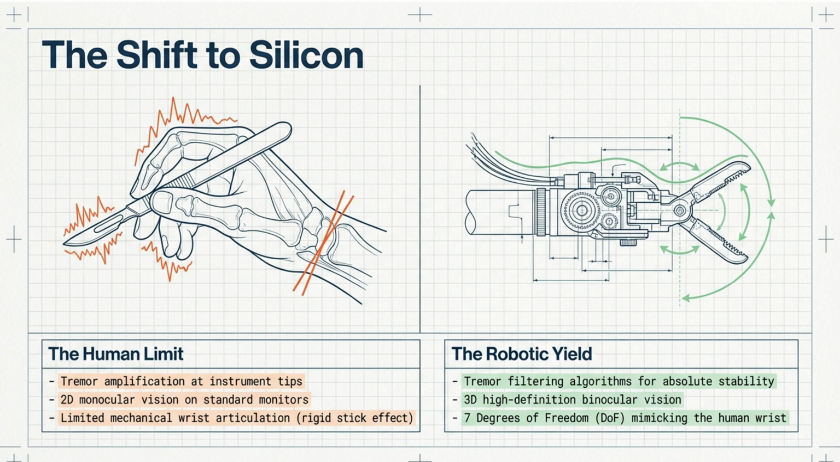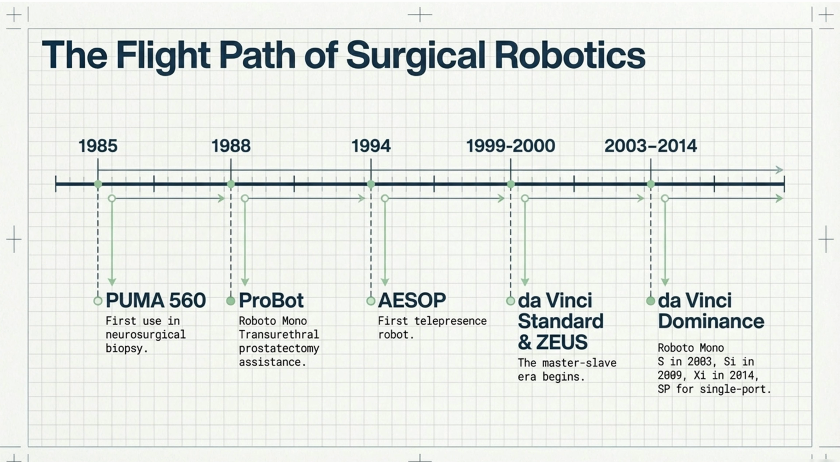Traditional surgery is limited by human factors like tremor and restricted wrist movements. Robotic systems overcome these limitations through tremor filtering and advanced articulation. They also provide 3D high-definition visualization for better depth perception. This shift significantly improves surgical precision and control.